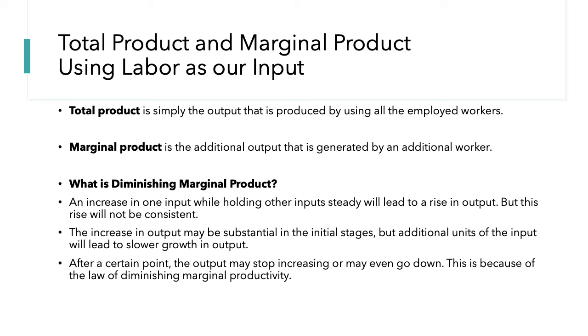An increase in one input while holding other inputs steady will lead to a rise in output, but this rise will not be consistent. The increase in output may be substantial in the initial stages, but additional units of the input will lead to slower growth in the output. After a certain point, the output may stop increasing or may even go down. This is because of the law of diminishing marginal productivity.